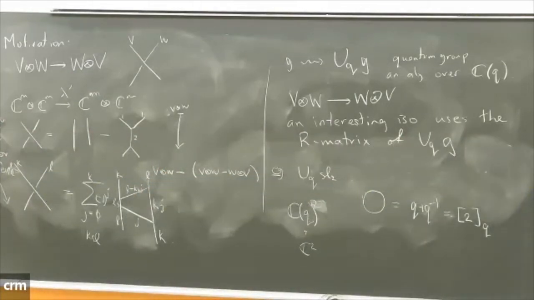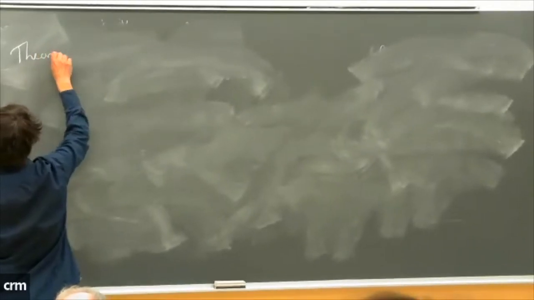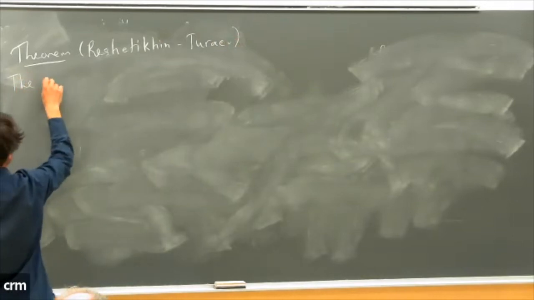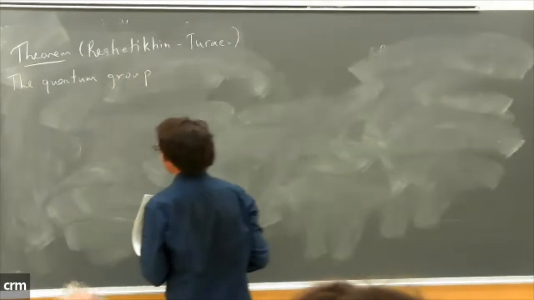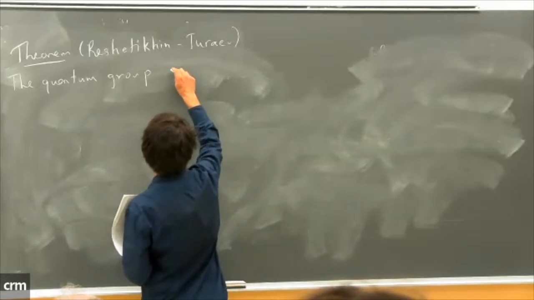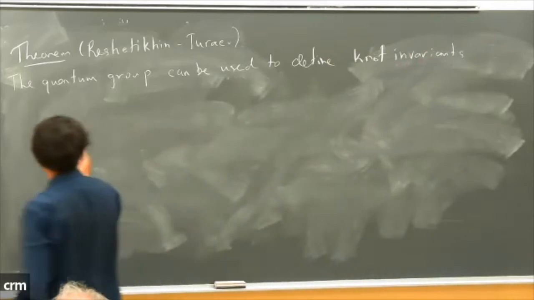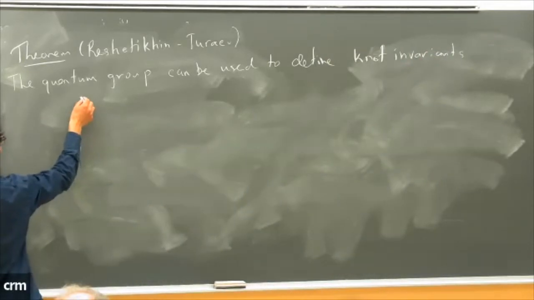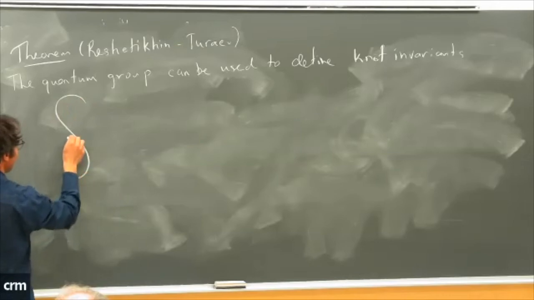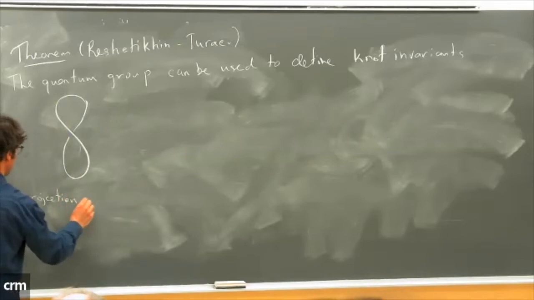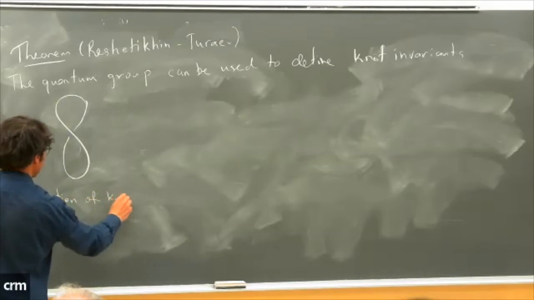And that's good because of the following theorem of Reshetikhin and Turaev, which says, let me say it informally, that the quantum group can be used to define knot invariants. Let me explain how this works. So you have a knot. Let me just take this trivial knot, but drawn as a figure 8. So you have a knot, and then you have a projection of the knot or a link. I'll say the word knot, but really I mean link. It could have more than one component.